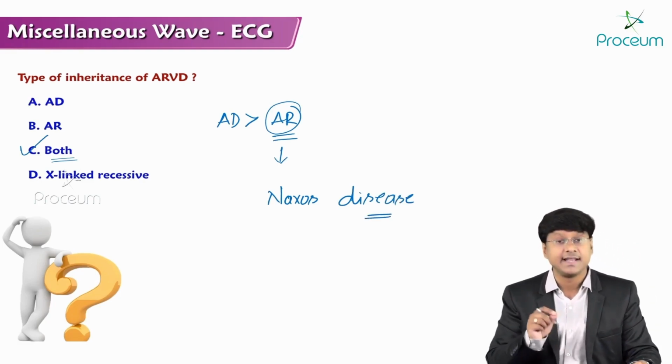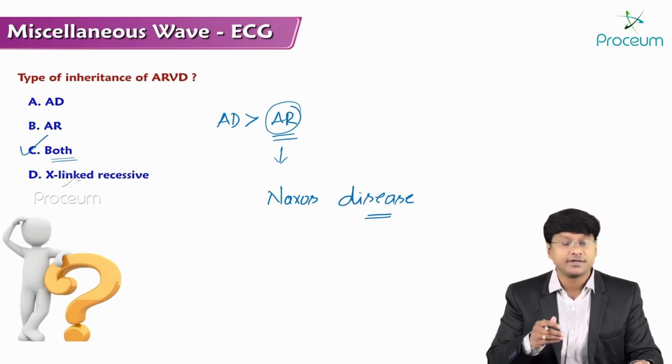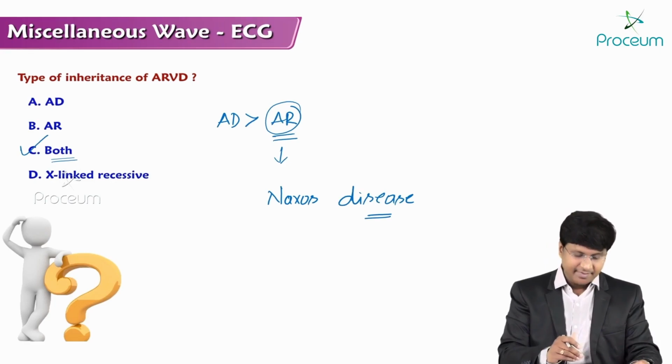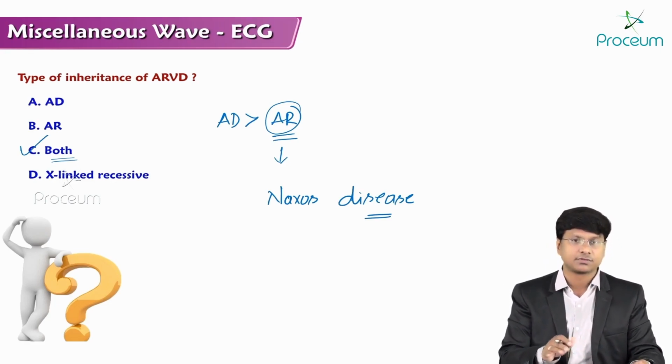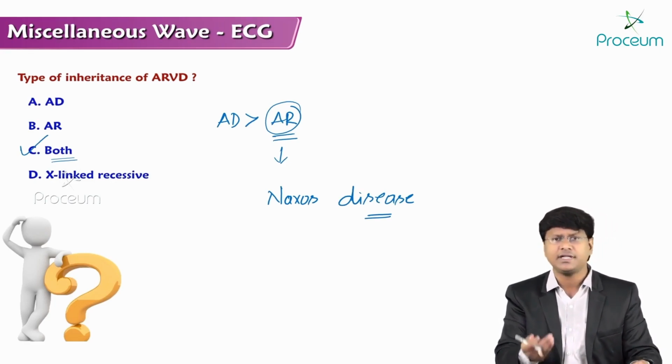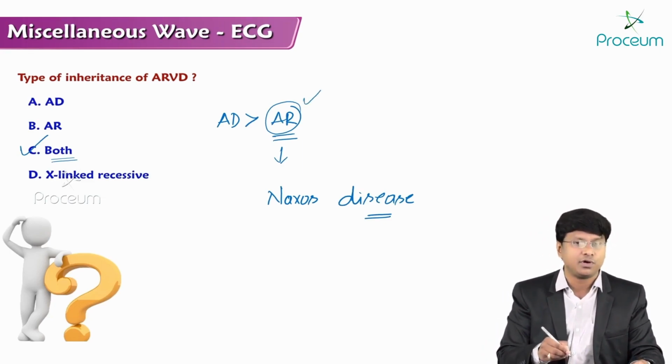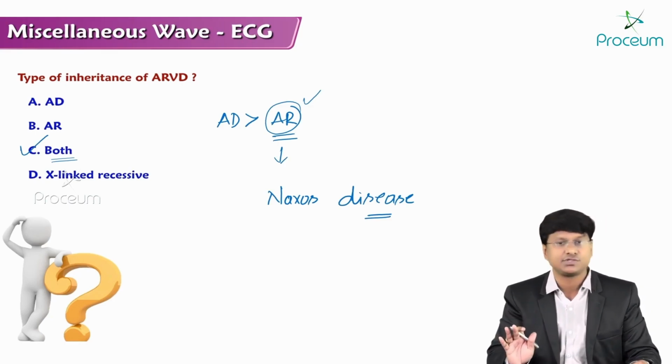Right, this is called Naxos disease. So, autosomal recessive form of inheritance is seen in Naxos disease. And remember, ARVD can be both. It is inherited as autosomal dominant as well as autosomal recessive. But the autosomal recessive form of inheritance is seen in Naxos disease.